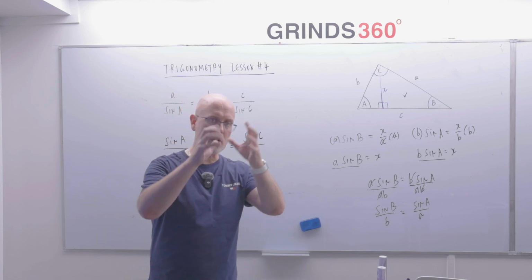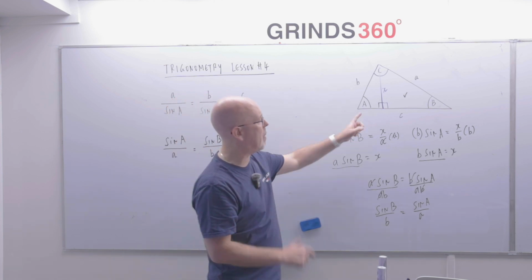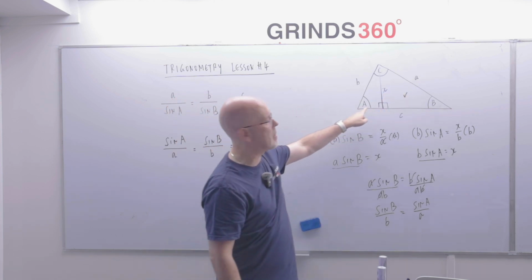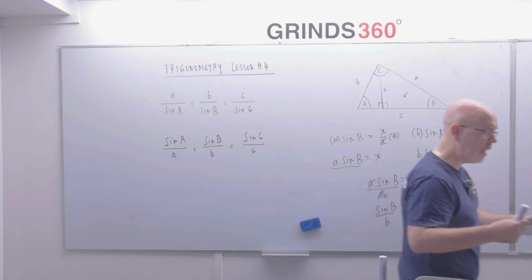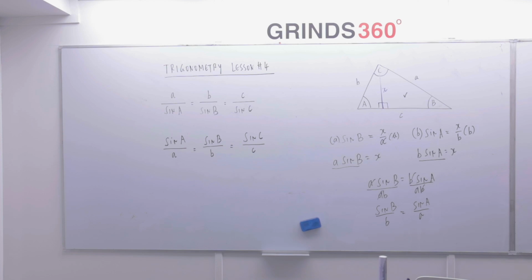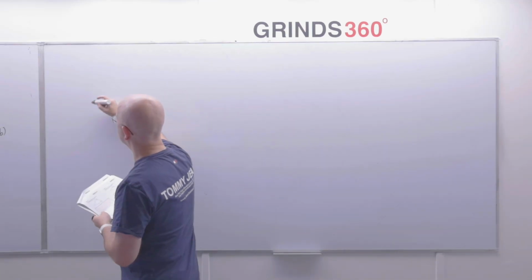So if I'm trying to decide what method to use to solve a triangle, and I know a pair, a side and the angle opposite it, it's going to be a sine rule question. So if you look at the first question on page 43, we've got a triangle that looks like this.